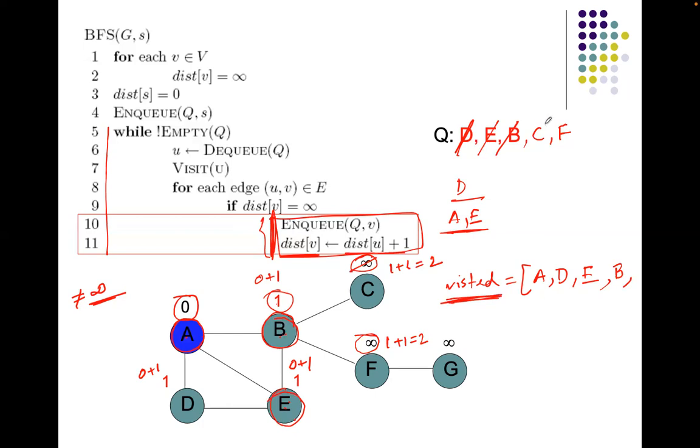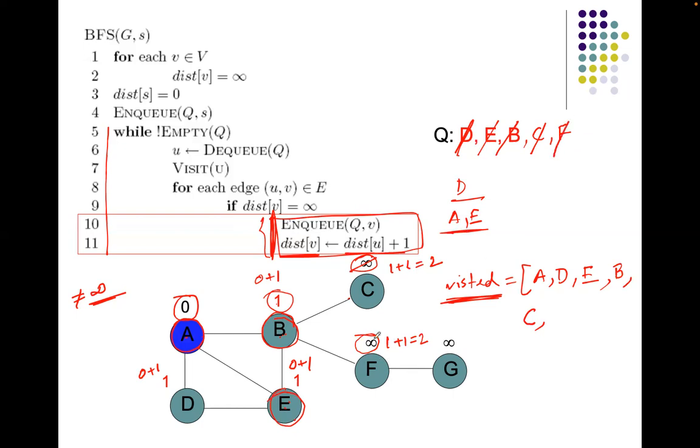All right, so again, dequeue C. C doesn't have any other unvisited children. C has only 1 child, B. But B is already visited, so nothing to do. So we make C only visited.